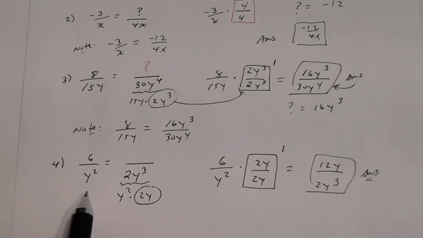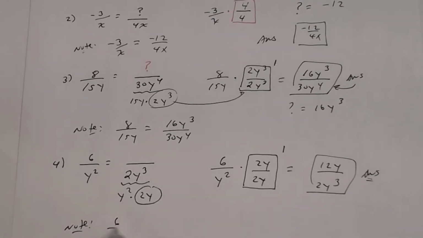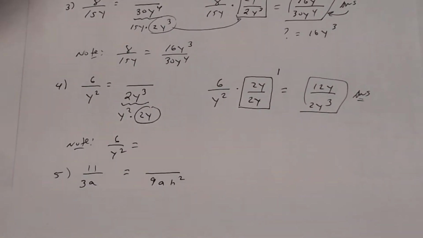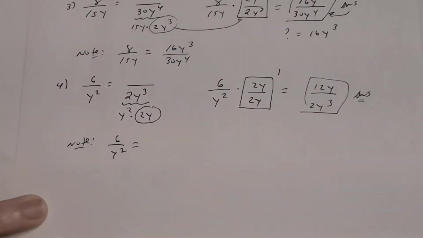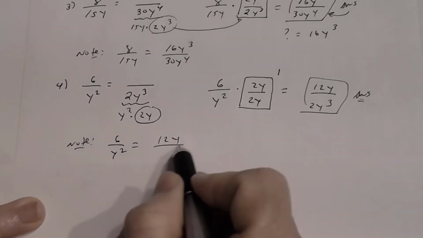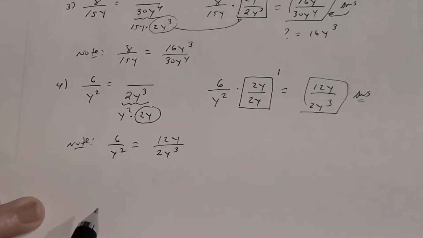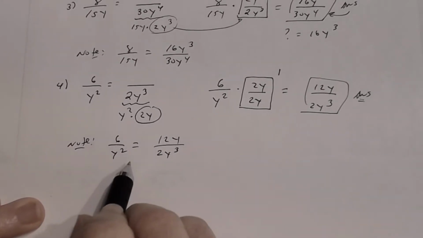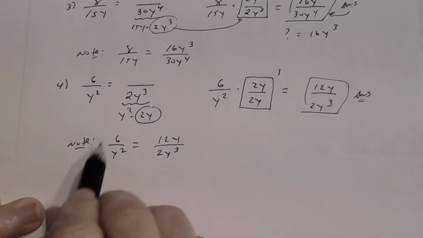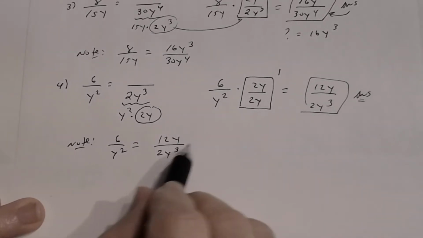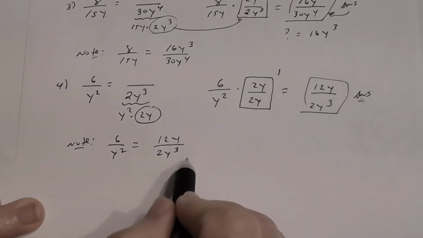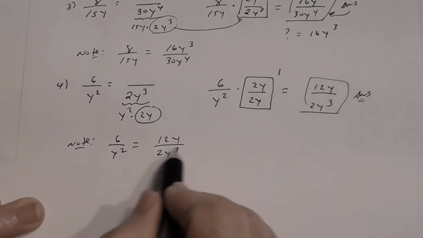So 6 divided by y squared is equivalent to this. So note, 6 divided by y squared is equivalent to 12y divided by 2y cubed. Okay? So that's what we just found. So these two are equivalent to each other. And notice that every rational expression is equivalent to an infinite number of rational expressions. But that one's equivalent to the 1 where my denominator is this.